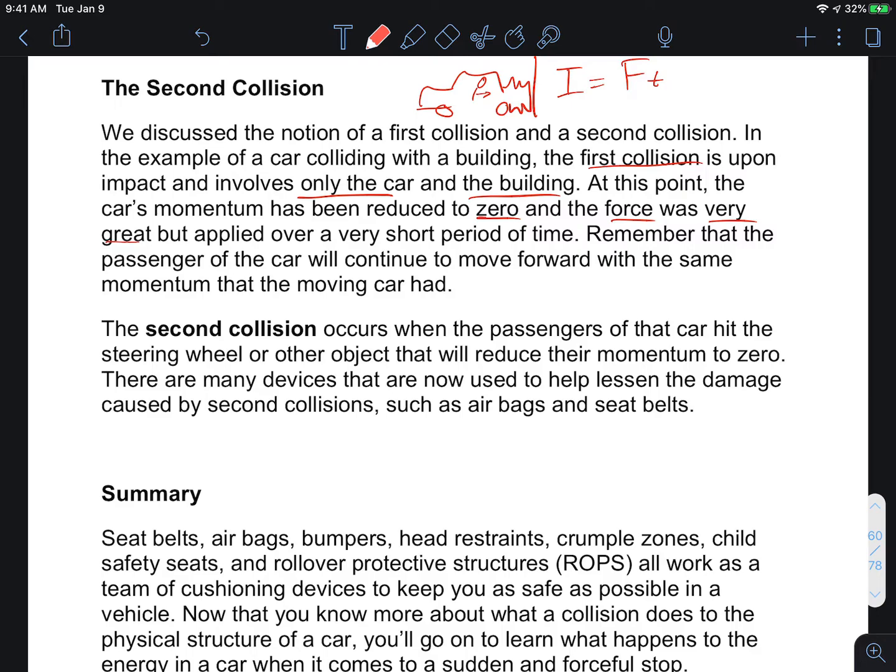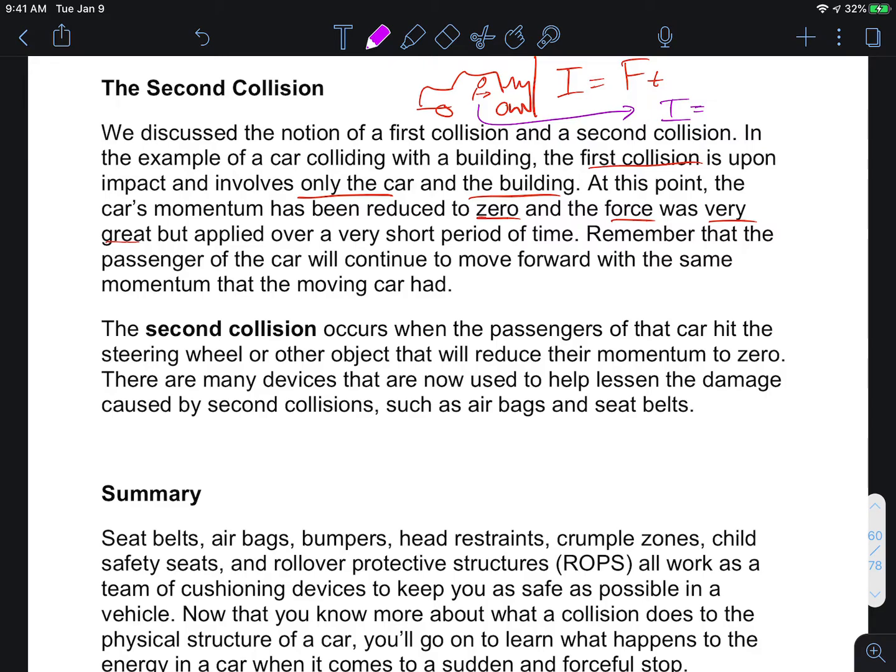Now that person must also experience the same impulse or a similar impulse because their mass has to stop moving, or it will stop moving. So this person on the inside has to have their own impulse. And the trick is, are they going to hit a hard steering wheel and their momentum is going to stop instantaneously, or are they going to hit something soft like a seatbelt or even an airbag?